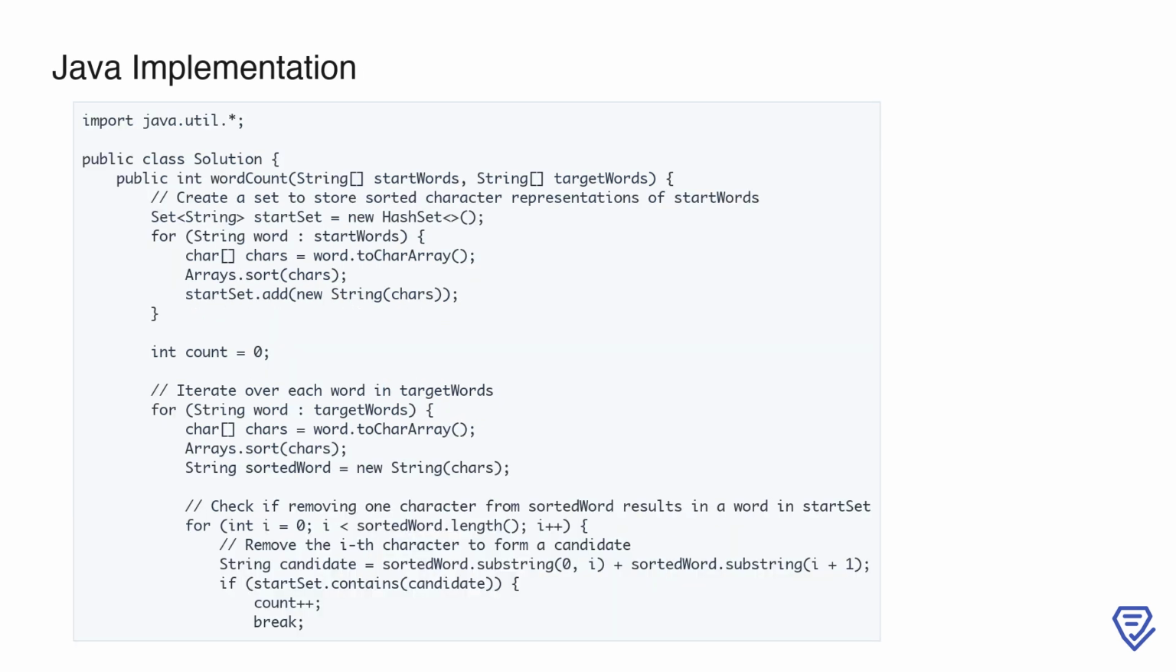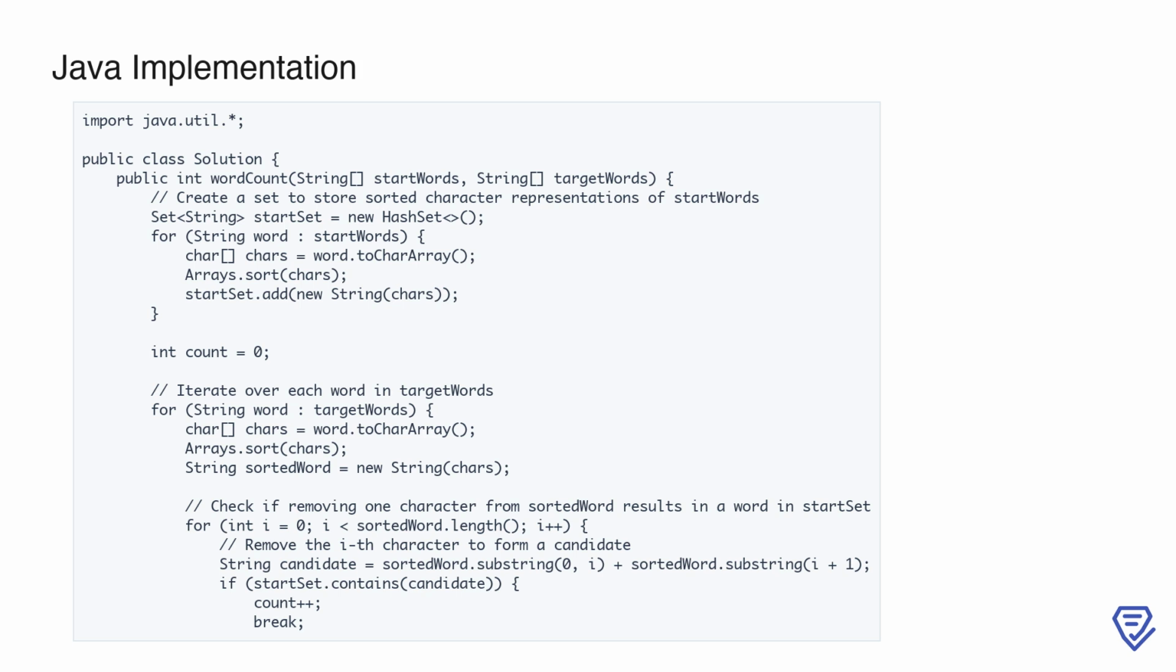Here, we begin by importing the necessary packages and defining our solution class and its wordCount method. The method takes two string arrays, startWords and targetWords, as input. First, we create a hash set called startSet to store sorted character representations of all the words in startWords. This ensures that we can efficiently check for matches later.